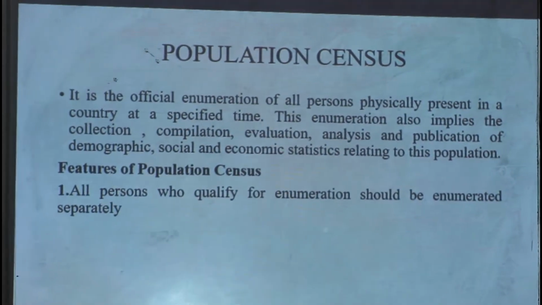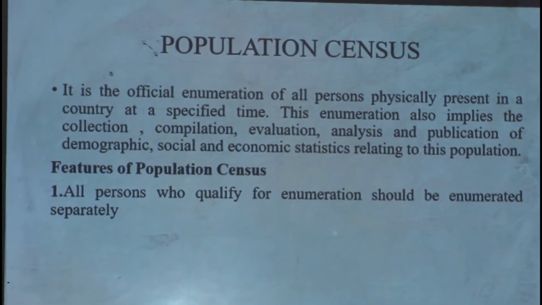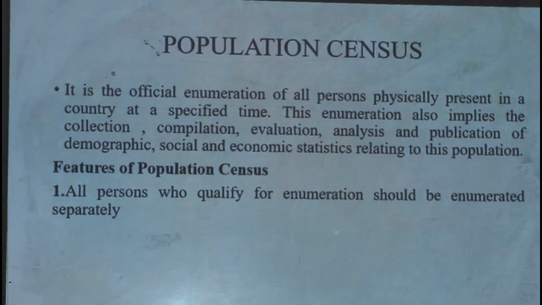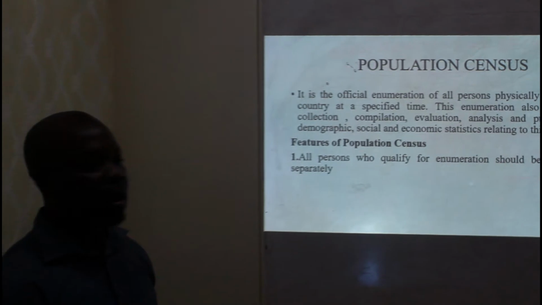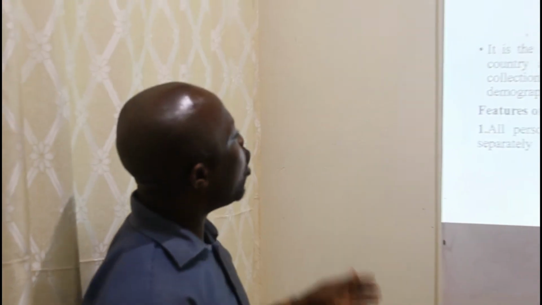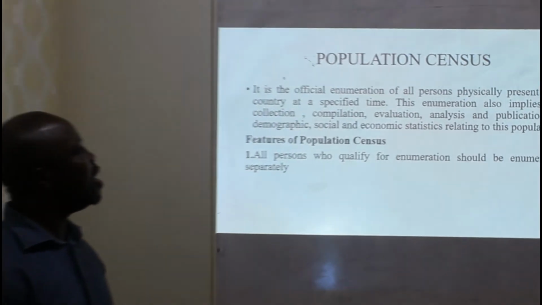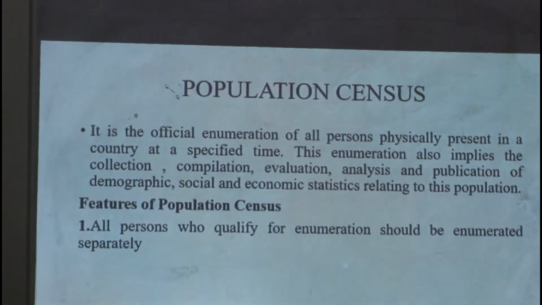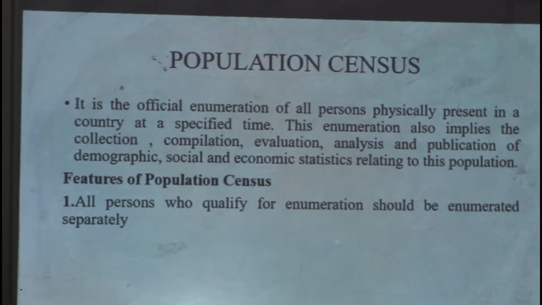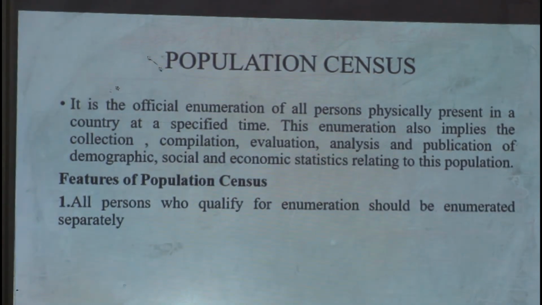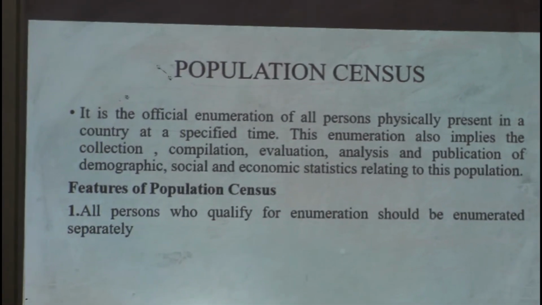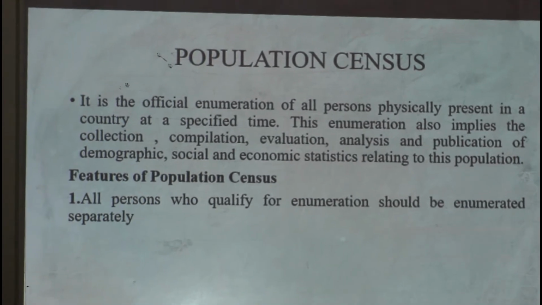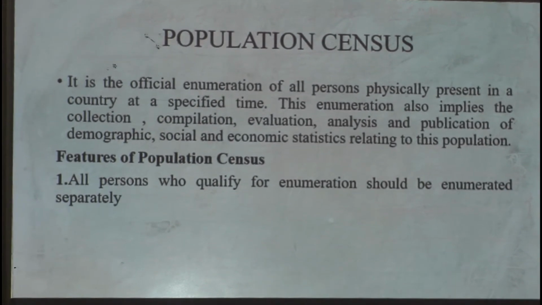Ladies and gentlemen, let's look at population census. To be able to determine the population of a country, we need to count the people in the country in order to determine whether we are 2 million, 10 million, or 20 million. It is the official enumeration of all persons physically present in a country at a specific time. This enumeration implies that we collect, compile, evaluate, analyze and publish the demographic figures. We also publish social and economic statistics relating to this population.